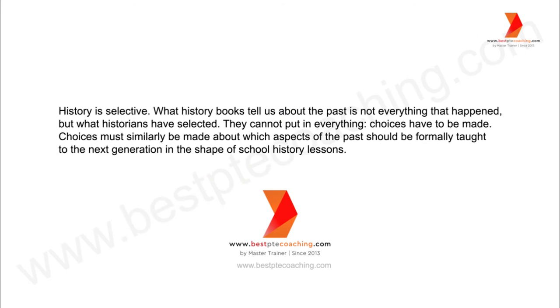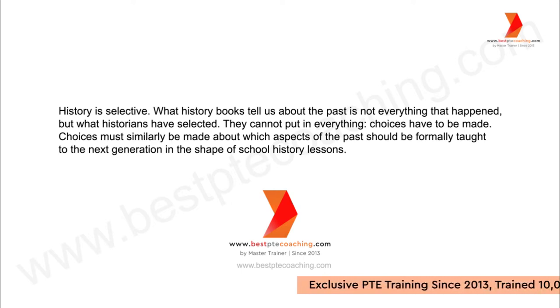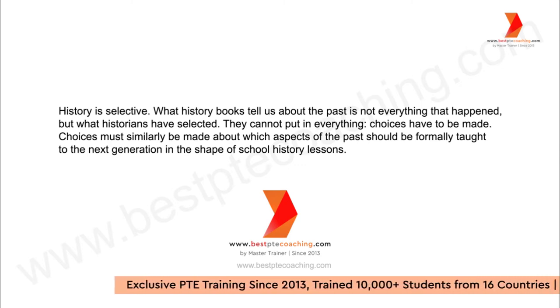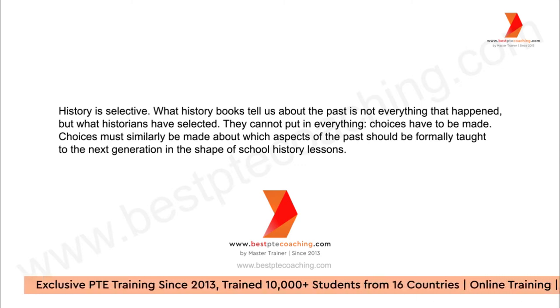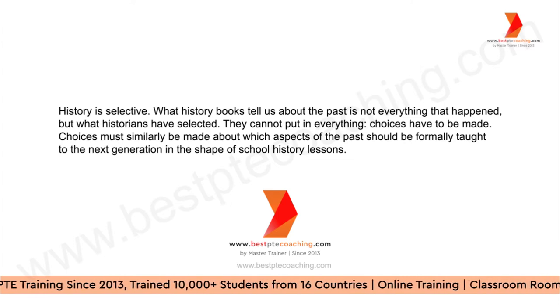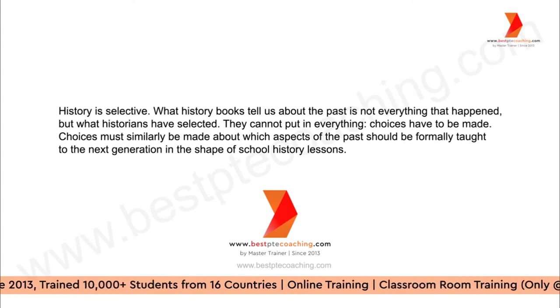History is selective. What history books tell us about the past is not everything that happened, but what historians have selected. They cannot put in everything, choices have to be made. Choices must similarly be made about which aspects of the past should be formally taught to the next generation in the shape of school history lessons.